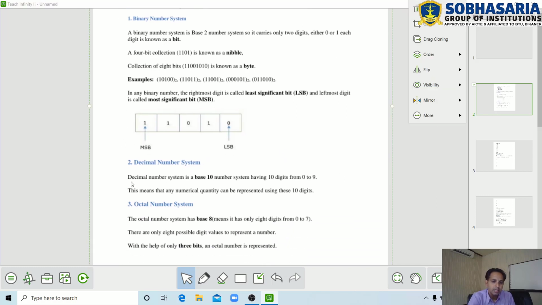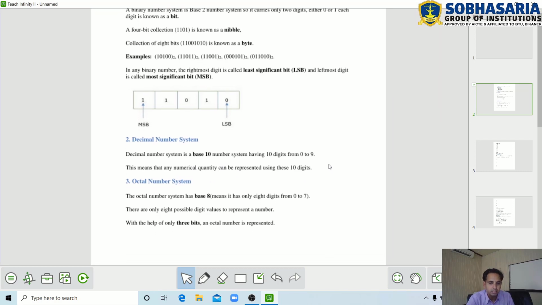Now, number 2 is the decimal number system. The decimal number system is a system where the base is 10 and it contains values from 0 to 9. It means that any numerical quantity can be represented using these 10 digits.